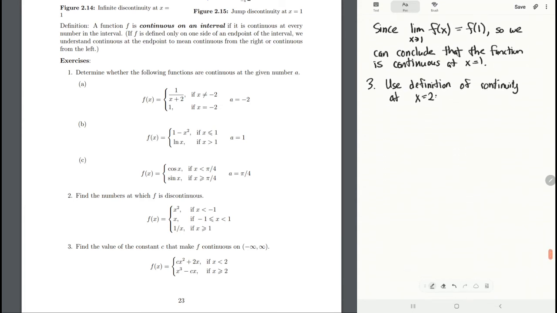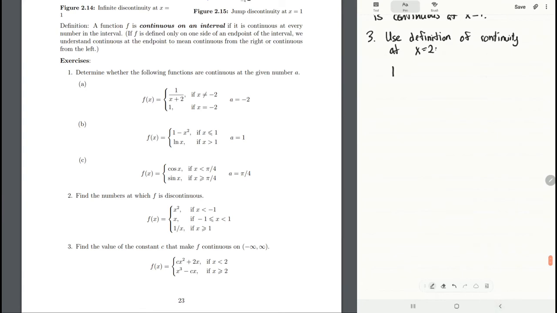Alright, the first thing we'll check is the two-sided limit. So let's approach 2 from both sides. Since the function depends on whether we're approaching from the left or the right of 2, we have to look at the one-sided limits separately, as before. Let's have a look at the left-hand limit. If we're approaching 2 from the left, x will be slightly smaller than 2, and our function is cx squared plus 2x.